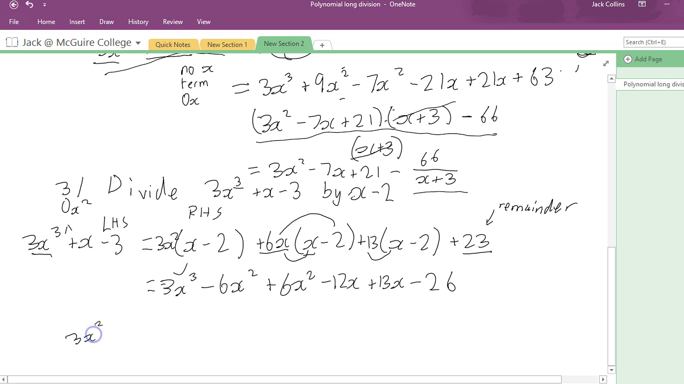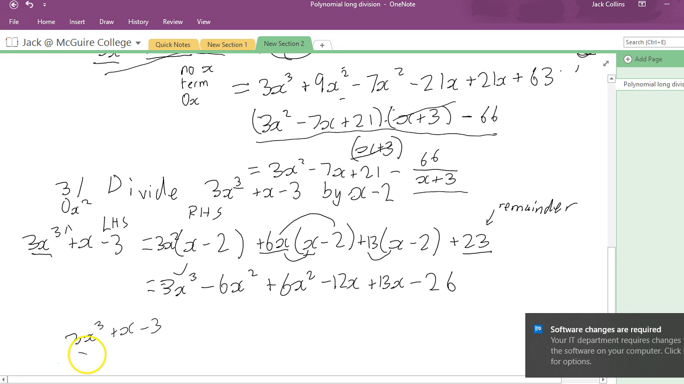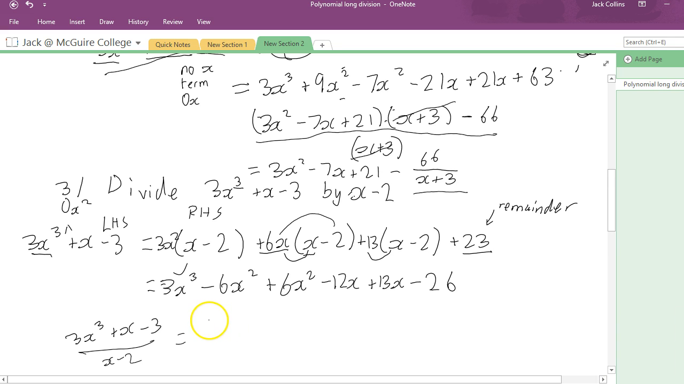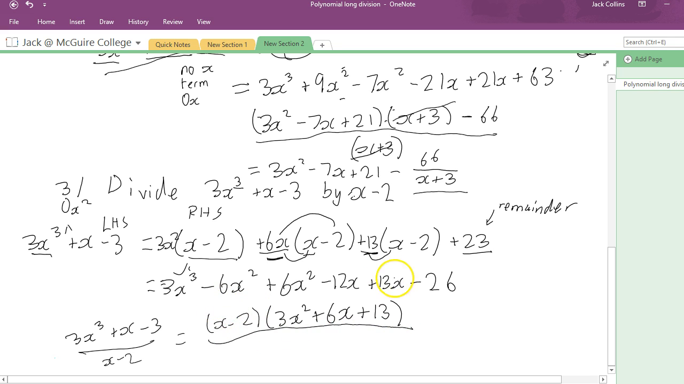Okay, so dividing it in, 3x cubed plus x minus 3 over x minus 2 simplifies to x minus 2, pulling out this common factor here, which we've done the work on. So 3x squared, the coefficient of the first term, plus 6x, the coefficient of the second term, plus 13, the coefficient of the third term, all over, and then you're adding on the remainder, plus 23, because that was a leftover part there, all over x minus 2.